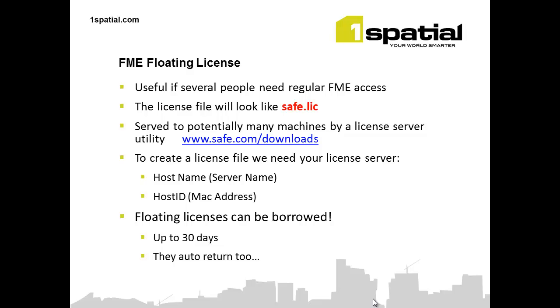But you do need to install a little license server utility with a floating license. So that's available from safe.com/downloads. You can go and get that license server utility. Install it in under a minute, and that can host your license file and serve out your license seats. To create the license file, we need to understand the server name and the MAC address of the license server machine.